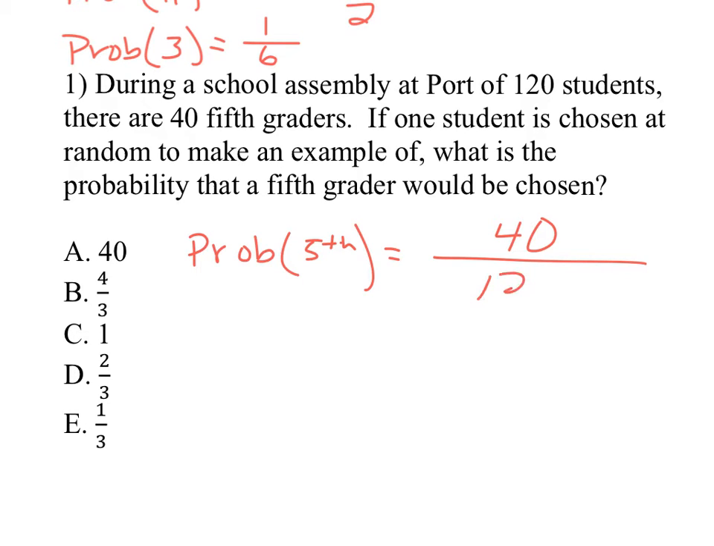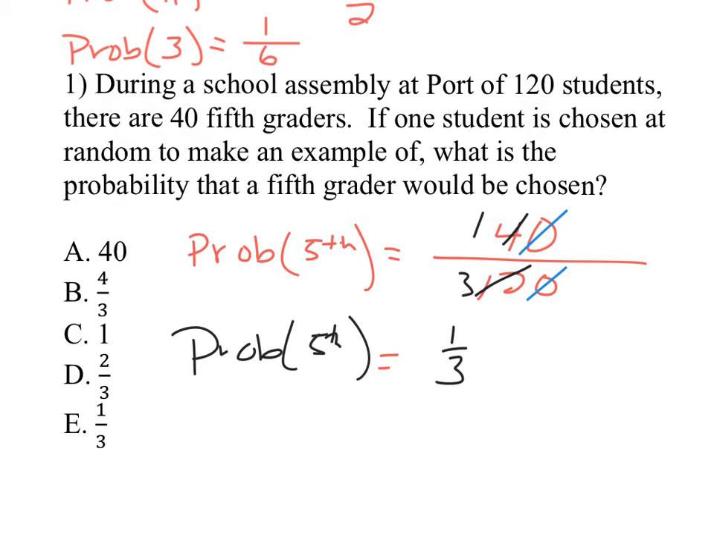The denominator is the total number of students that could be chosen. There are 120 students in the class. This reduces, you can divide both 40 and 120 by 10. You can divide both 4 and 12 by 4. This reduces to 1/3. So that means the probability of them picking a fifth grader at random is 1/3, which is answer E.